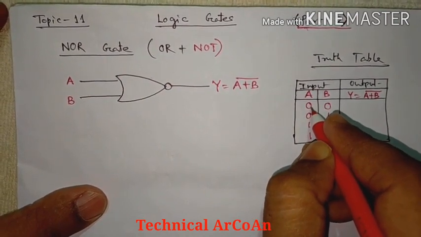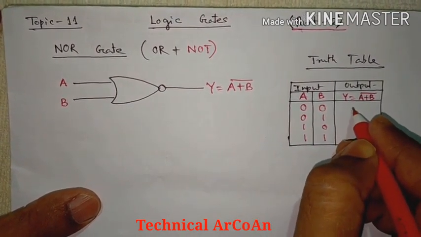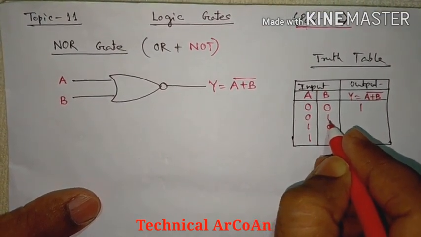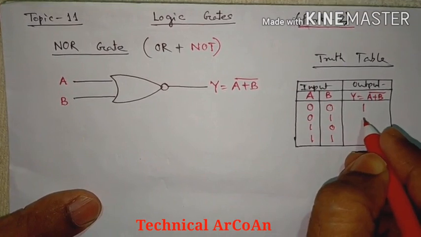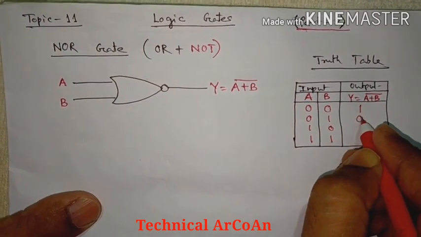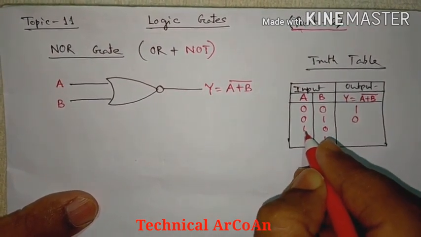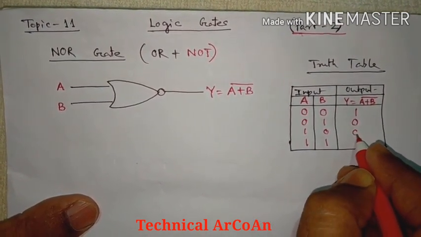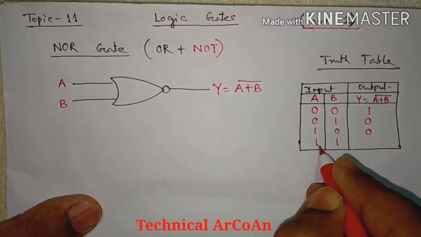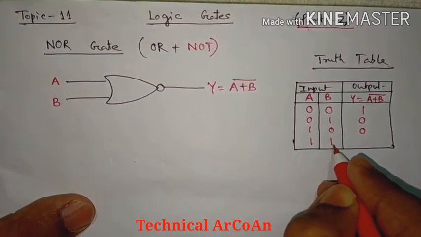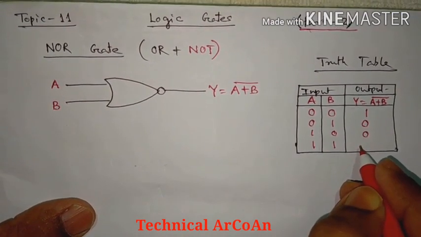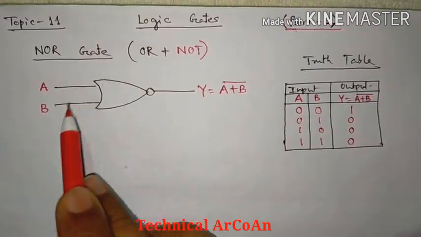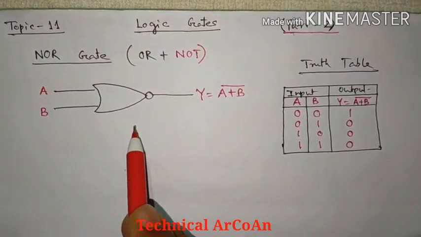In case of OR gate, what happened? 0 plus 0 we get 0, but it's a complement, that's why we get 1. In case of OR gate 0 plus 1, it is 1, but in case of NOR gate we get 0 because it's a complement. After that 1 plus 0 gets 1 in case of OR gate, but in NOR gate we get 0 because 1's complement is 0. And the fourth one, 1 plus 1 in case of OR gate is 1, but in case of NOR gate we get 0. So this is your NOR gate block diagram.